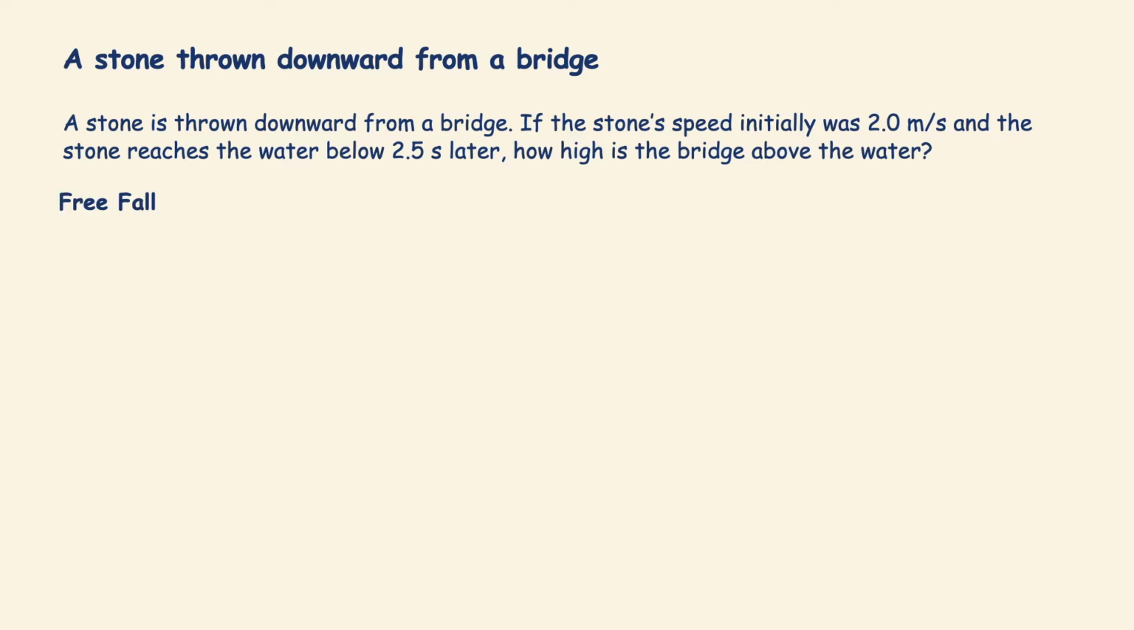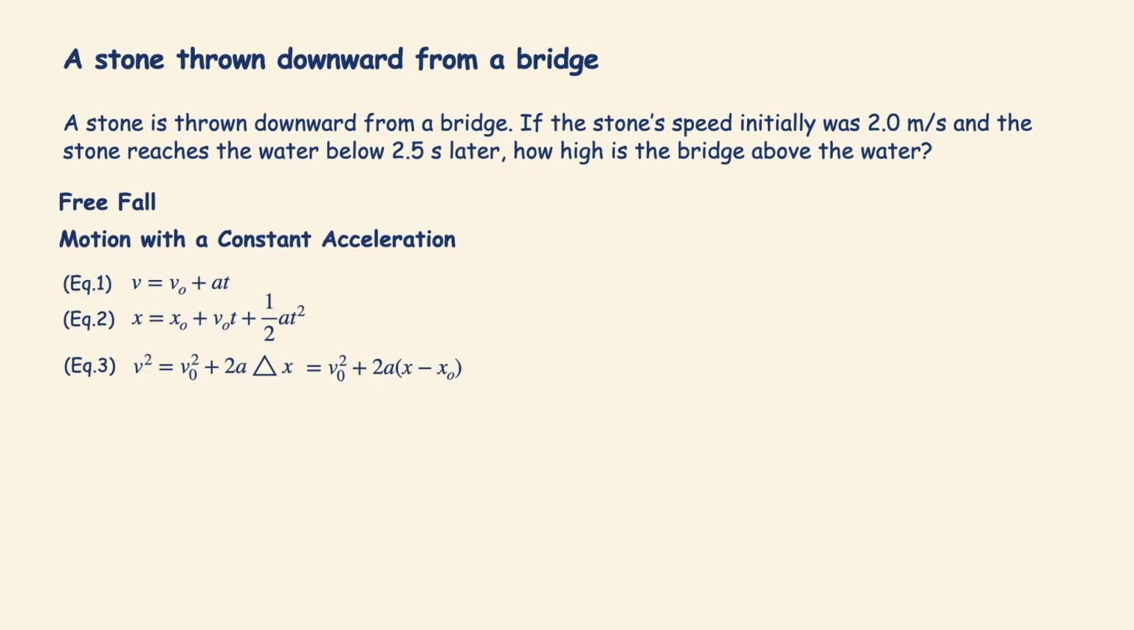We recognize that as the stone is falling down towards the river or the water, this is going to be a free fall motion. We're going to neglect the resistance. And free fall motion is a motion with a constant acceleration, a very specific motion with a constant acceleration where we actually know the acceleration.